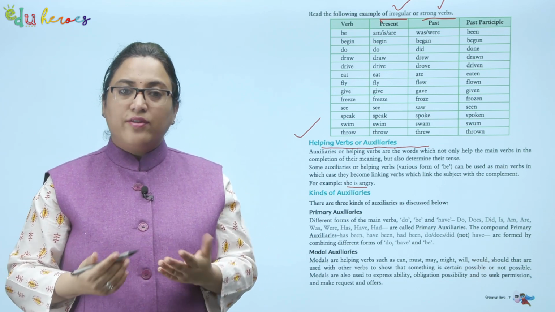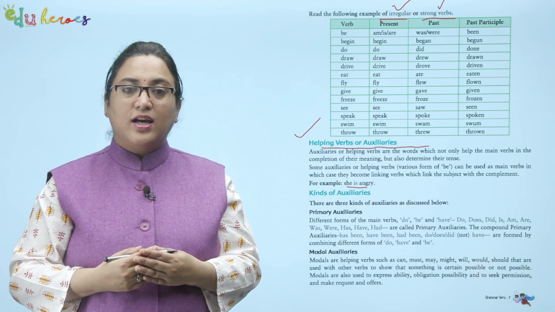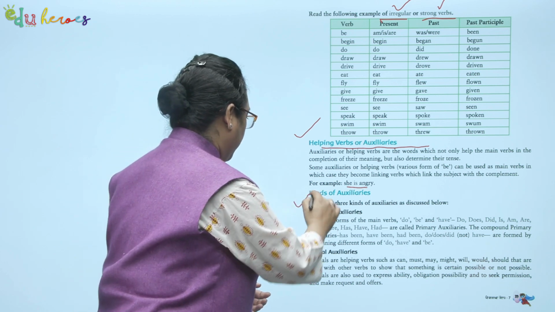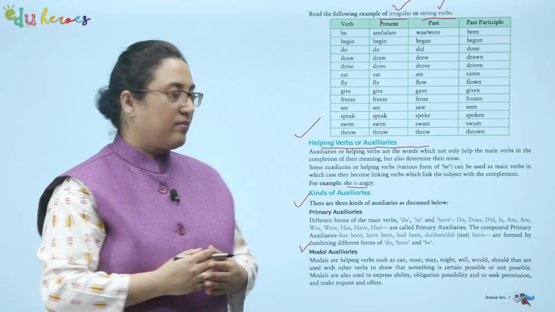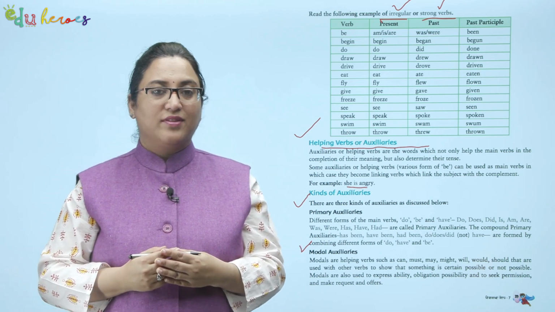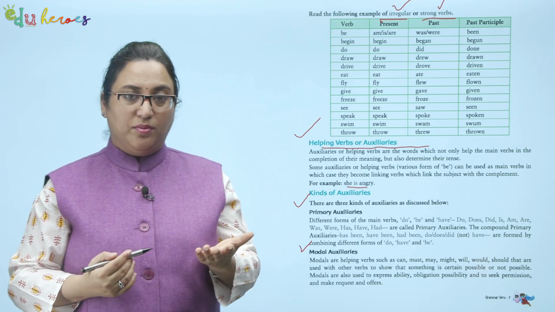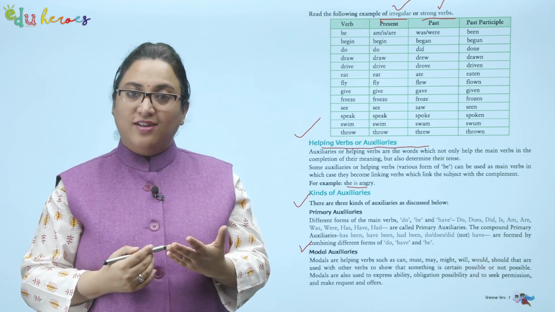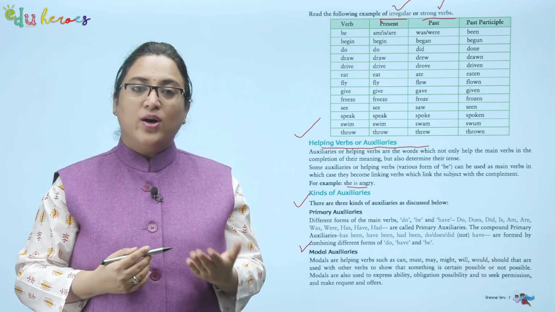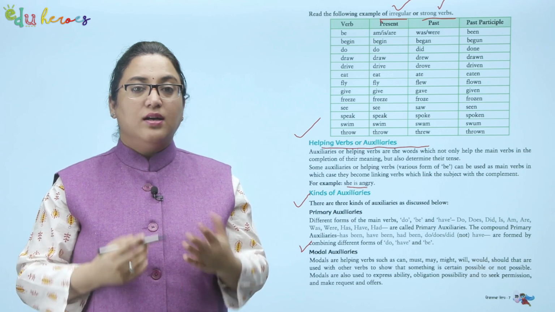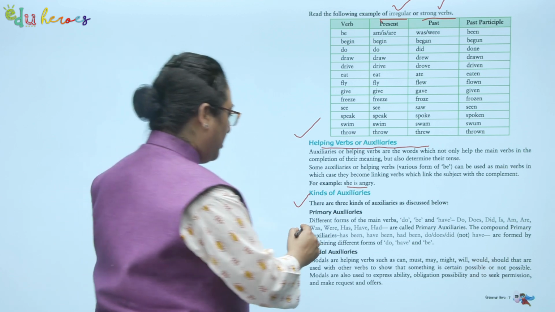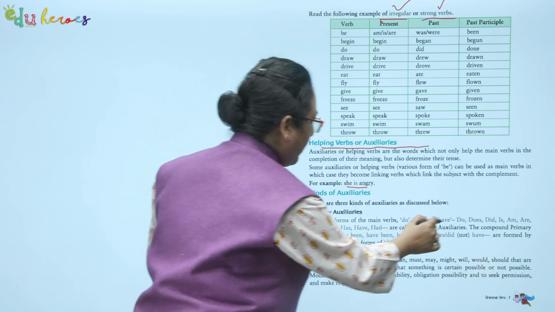We have various kinds of auxiliaries. There are three main kinds of auxiliaries: primary, modal. Let's start with primary auxiliaries and study about them. Different forms of the main verbs do, be and have are do, does, did, is, am, are, was, were, has, have, had. These are called primary auxiliaries and you will see them almost everywhere.